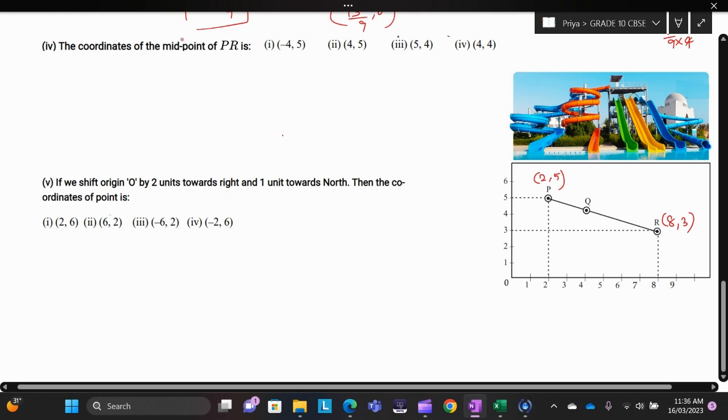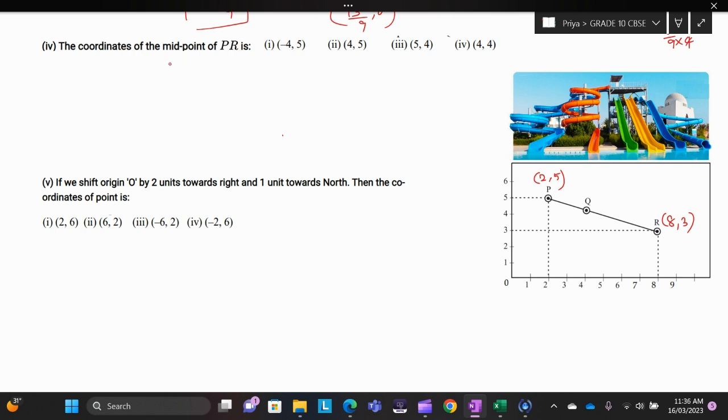Now the fourth subpart is the coordinates of the midpoint of PR. So I need to find the midpoint of PR. So you know the midpoint formula. What is the midpoint formula of PR? That is (x1 plus x2) by 2, where P is the coordinate which has x1 and y1, and R is the coordinate which has x2 and y2, right? And (y1 plus y2) by 2.